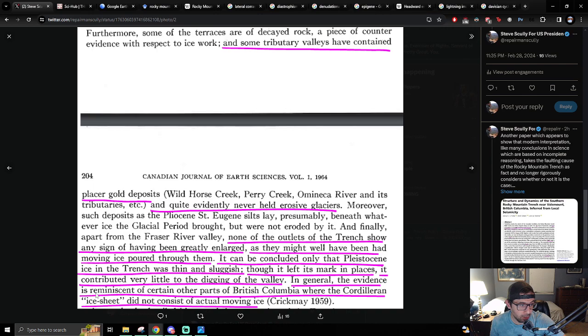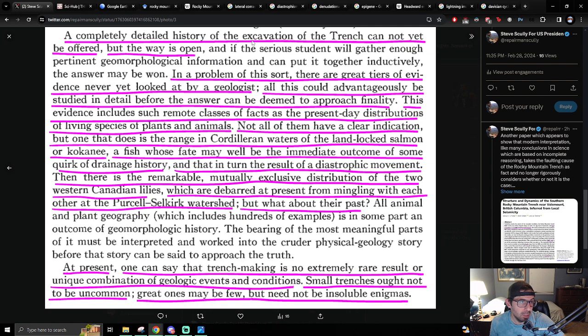In general, the evidence is reminiscent of certain other parts of British Columbia where the Cordilleran ice sheet did not consist of actual moving ice. A completely detailed history of the excavation of the trench cannot yet be offered, but the way is open. In a problem of this sort, there are greater tiers of evidence never yet looked at by a geologist. All this could advantageously be studied in detail before the answer can be deemed to approach finality. This evidence includes such remote classes of facts as the present-day distributions of living species of plants and animals.